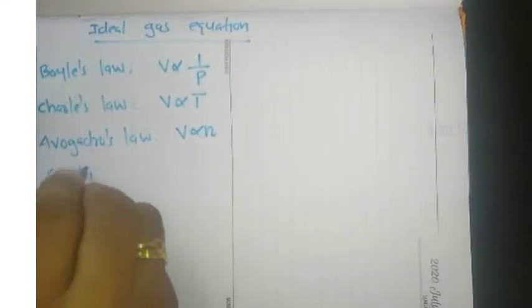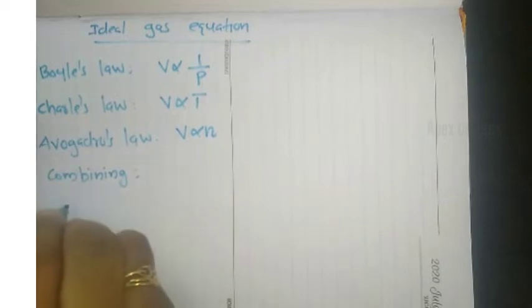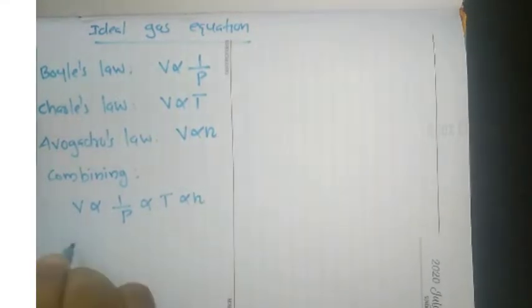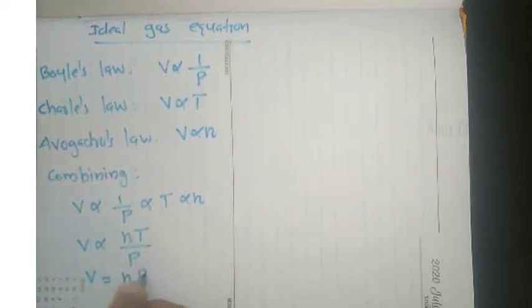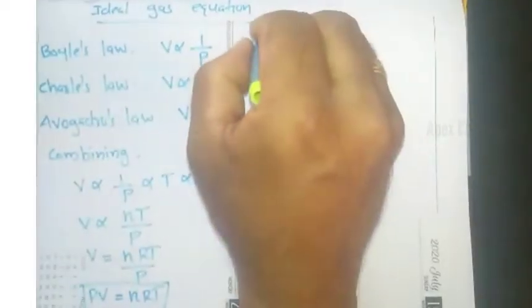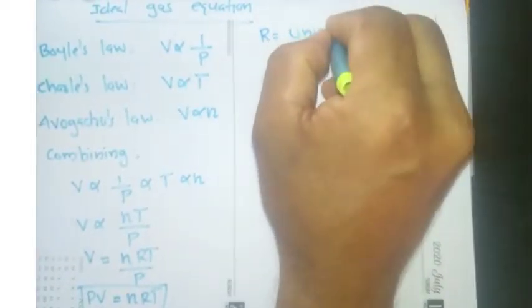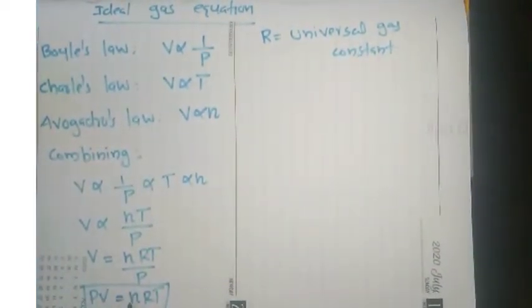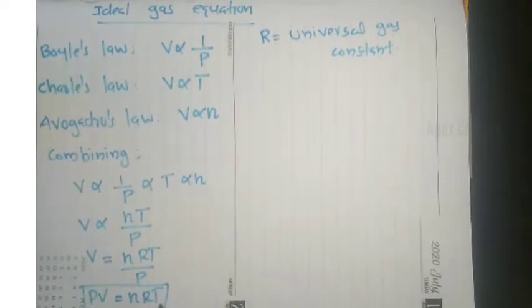Then combining these three gas laws, V is proportional to 1 by P, to T, and to N, that is V is proportional to N T by P, that is V is equal to N R T by P, that is PV is equal to nRT. This equation is called the ideal gas equation, where R is a constant, the universal gas constant. Here P is pressure, V volume, N number of moles, R universal gas constant, T temperature.